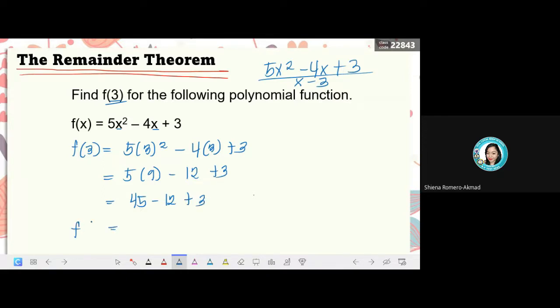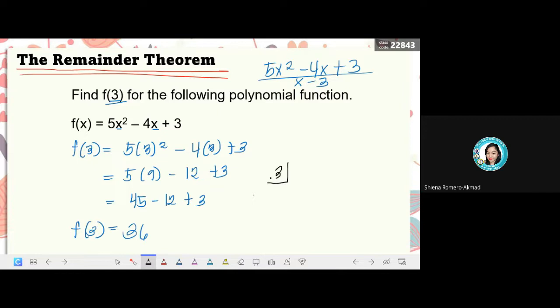So what will be the f of x or f of 3? So what will be our f of 3? 45 minus 12 plus 3. The answer is, you can type your answer in our in-call messages. 36, correct.